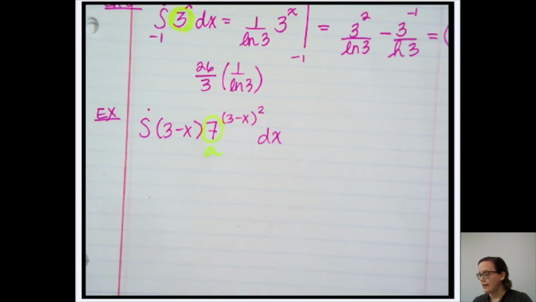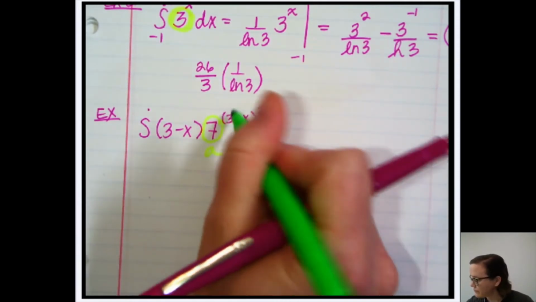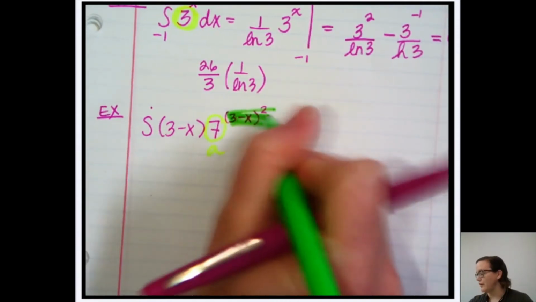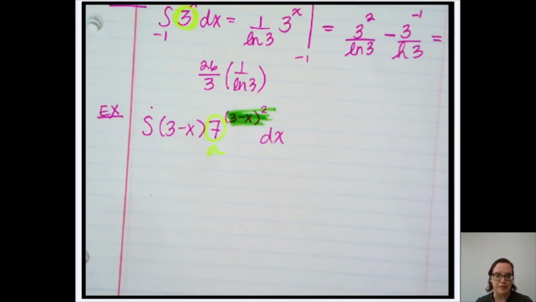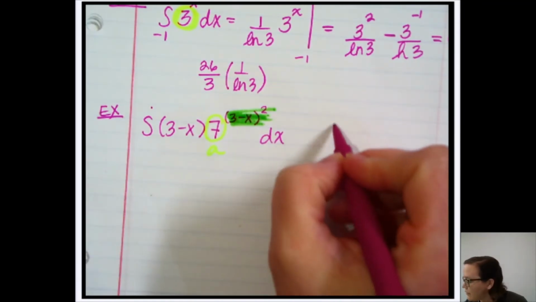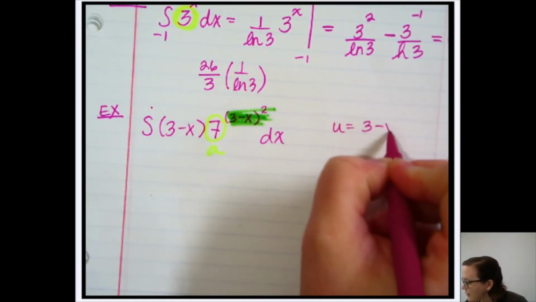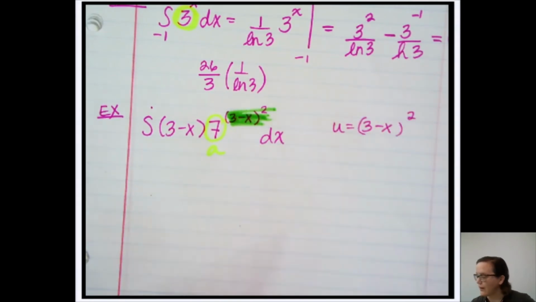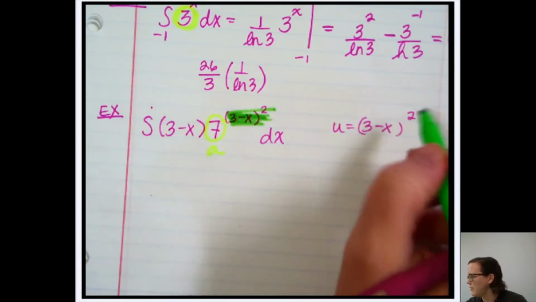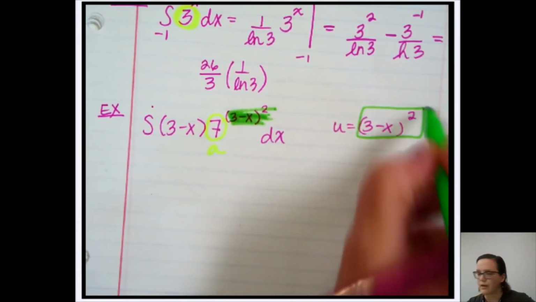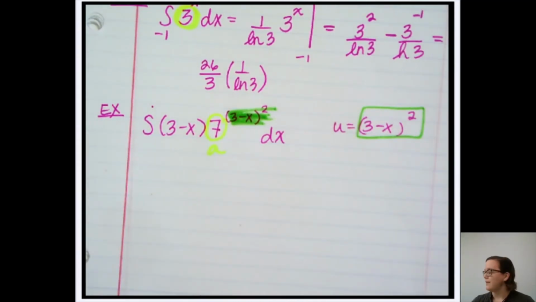So let's go ahead and let it be u, because we know how to deal with u's, even if they didn't come out and tell us what to do. So u is equal to (3 minus x) quantity squared. You could just do 3 minus x, but it's probably in your best interest to go ahead and do that whole thing.